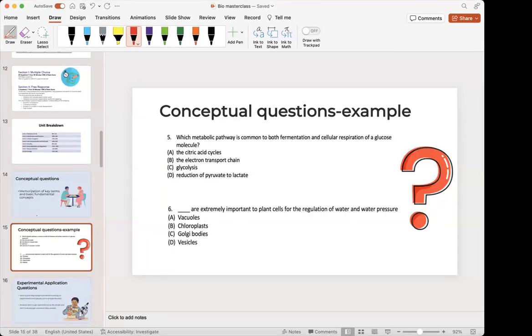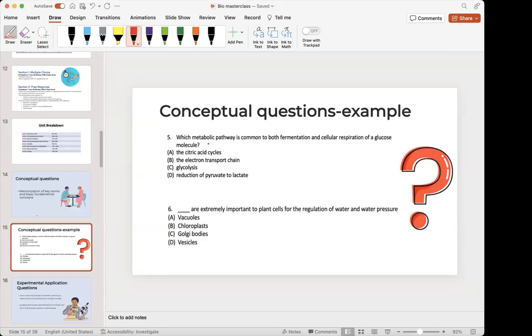I've seen these on past AP exams. This first one says, which metabolic pathway is common to both fermentation and cellular respiration of a glucose molecule? Very straightforward question. There are no lab results. There's nothing you have to analyze here. It's asking you something very straightforward. As long as you've studied and you've covered all the material, you should be totally fine to answer this question.